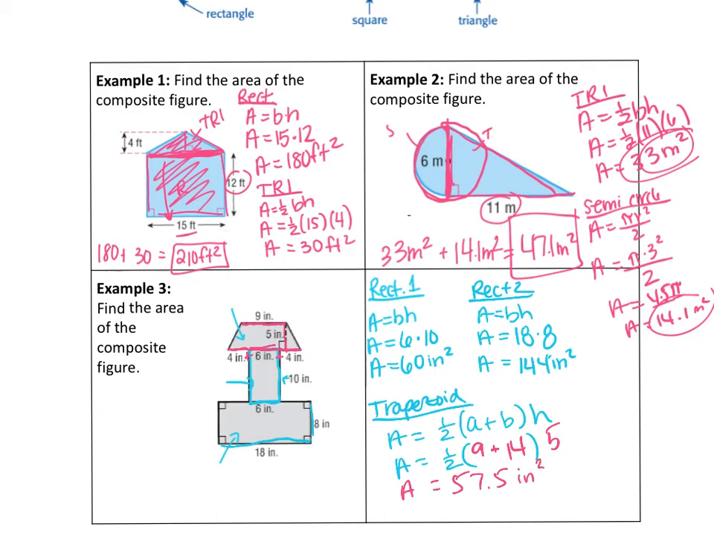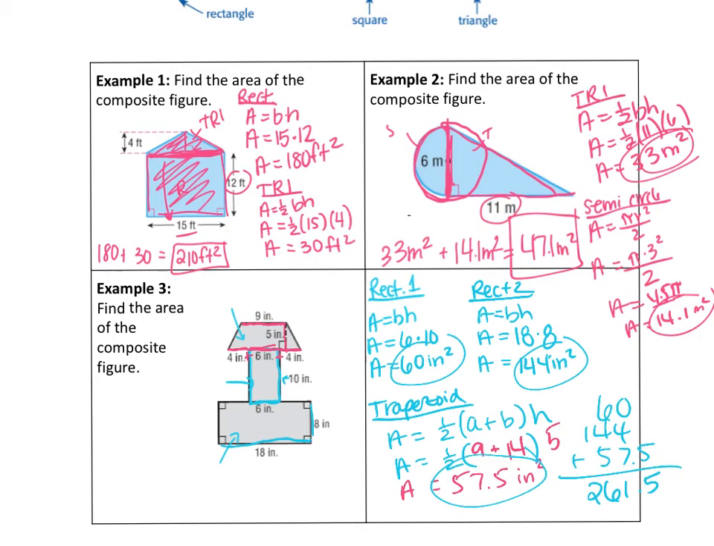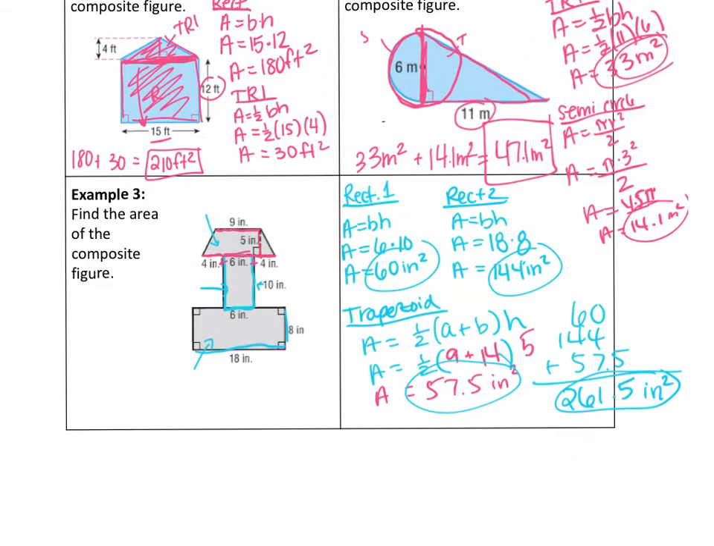Now don't forget to add everything up. Let me go back to my other color. So I had 60 for rectangle 1, 144 for rectangle 2, and 57.5 for the trapezoid. So 60 plus 144 plus 57.5 is 261.5, and that would be inches squared. All right, and that's it for examples for me.